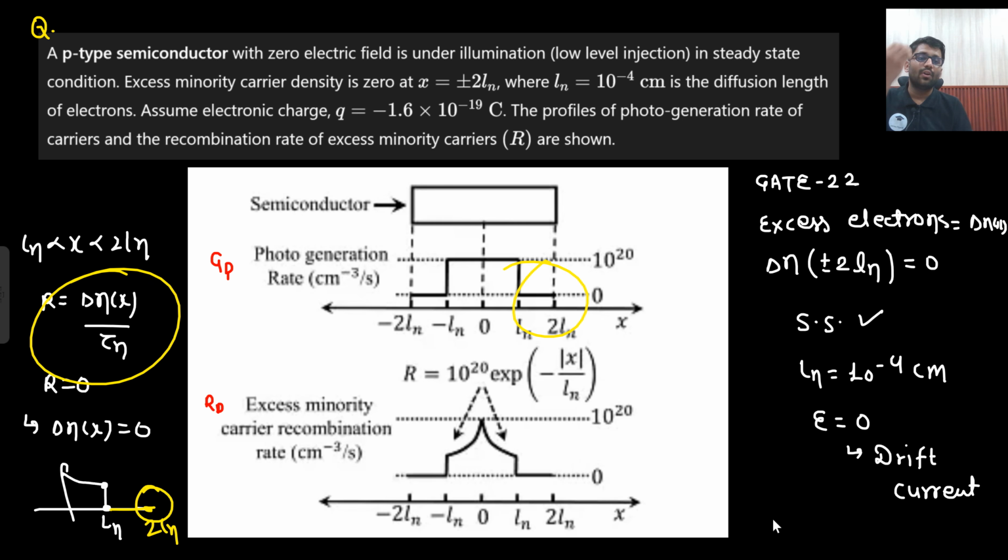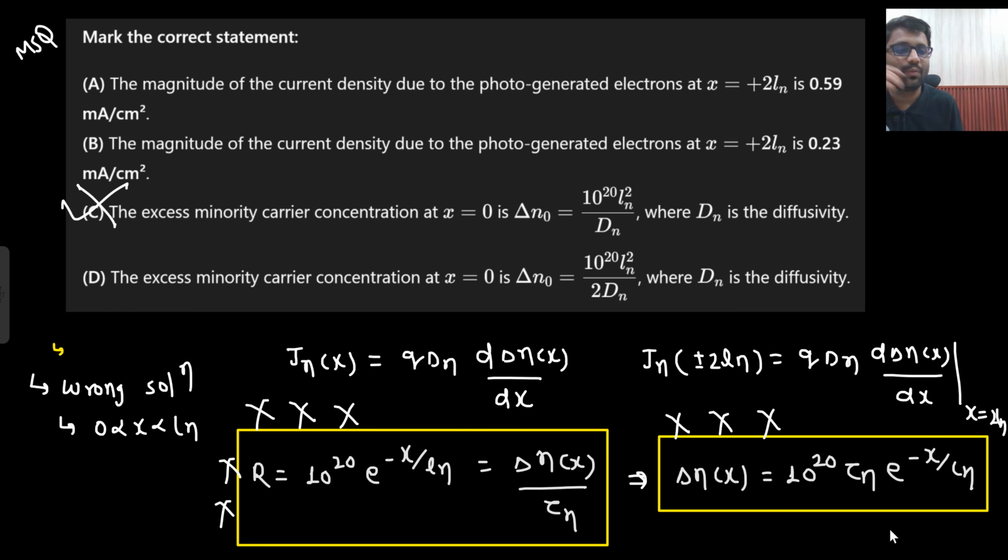Because in this region as well, I don't know what my tau n is. What is my lifetime? From ln to 2ln as well, I cannot comment about the lifetime. So again, I cannot apply this formula. So if you are applying this formula, that means you are doing it wrong. Luckily, you got the correct answer.